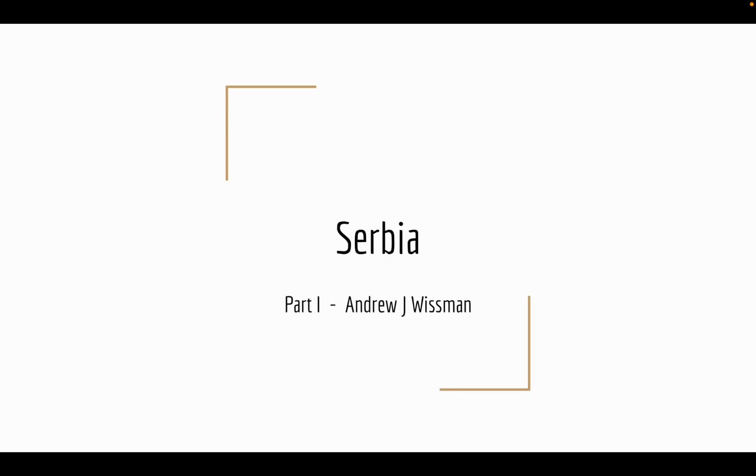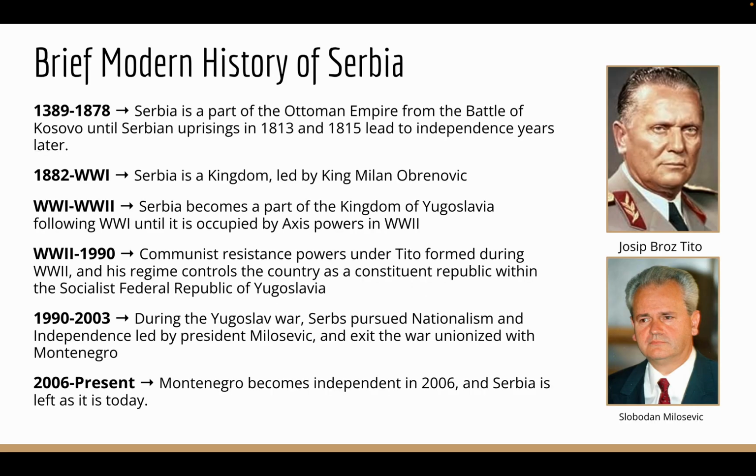Part one, the European half of my project, I'll be providing a geographical overview of Serbia. First, a brief history of modern-day Serbia. So from the Battle of Kosovo until 1878, Serbia was part of the Ottoman Empire. There were Serbian uprisings in 1813 and 1815 that led to the Ottoman Empire granting them independence in 1878.